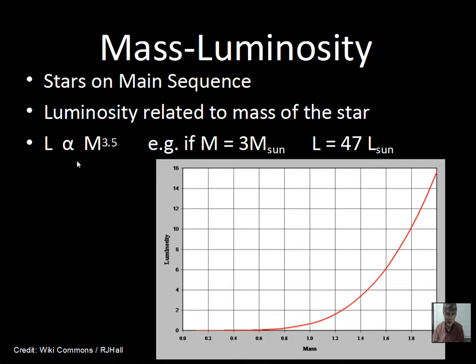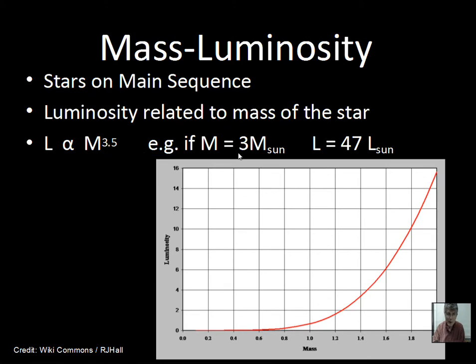And the correlation is that the luminosity is proportional nearly to mass raised to the 3.5 power. So it's not m cubed, it's not m to the fourth, it's in between. And we'll do some approximations, so you won't have to use a calculator to do the easy cases.